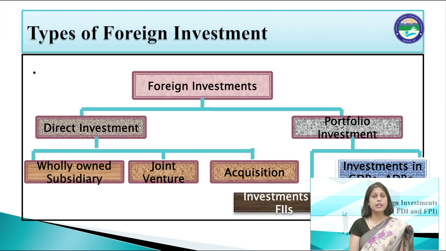GDRs, ADRs, and FCCBs are instruments issued by Indian companies in the foreign market for mobilizing or raising foreign capital from foreigners through Indian securities. Since 1992, Indian companies satisfying certain conditions are allowed to access foreign capital markets by euro issues.